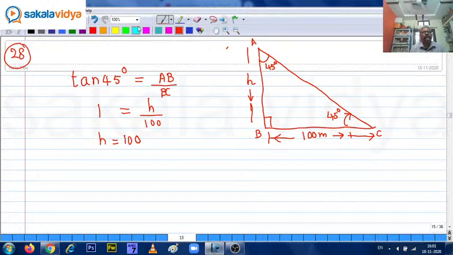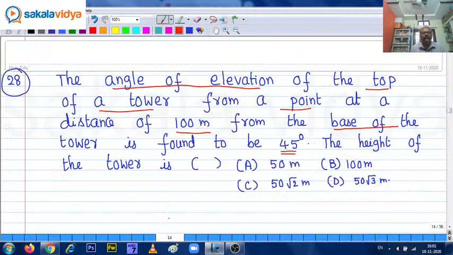Otherwise, you can apply a super shortcut, super trick. What is the super trick? This is 1 for 100. Again this is also 1 only, 45 degrees opposite. For 1, how much? 1 into 100, 100 only. Answer. So B is the right option. Absolutely correct.